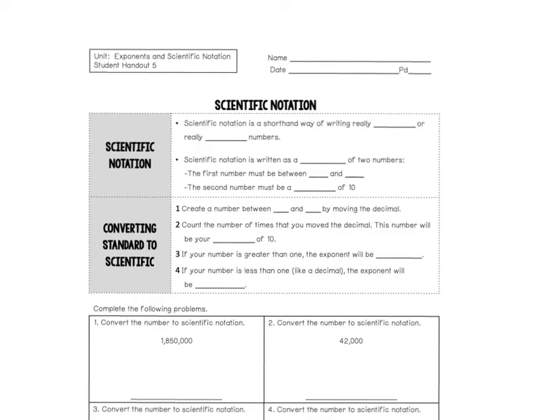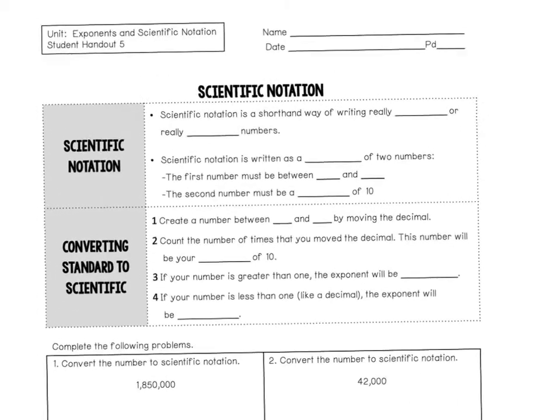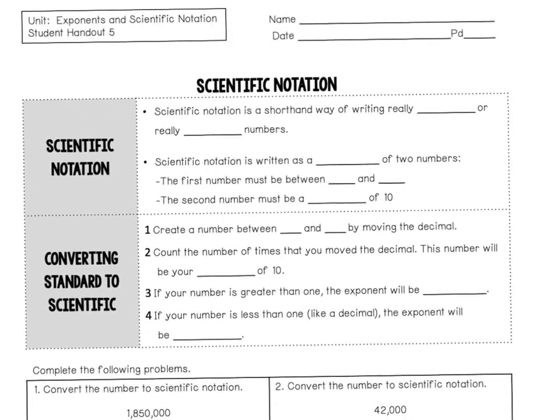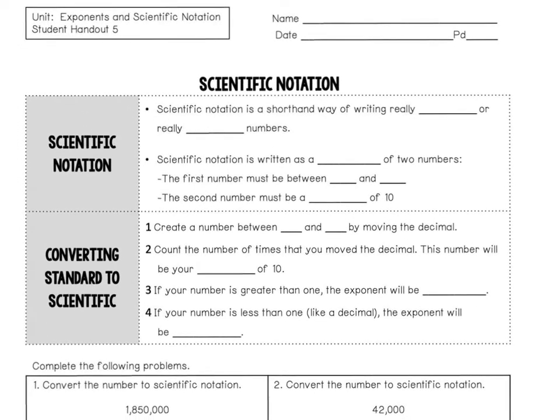Okay, so we're going to begin talking about scientific notation. Scientific notation is a shorthand way of writing really big or really small numbers. And really, you would maybe say tiny or large, but they're really big or really small numbers.